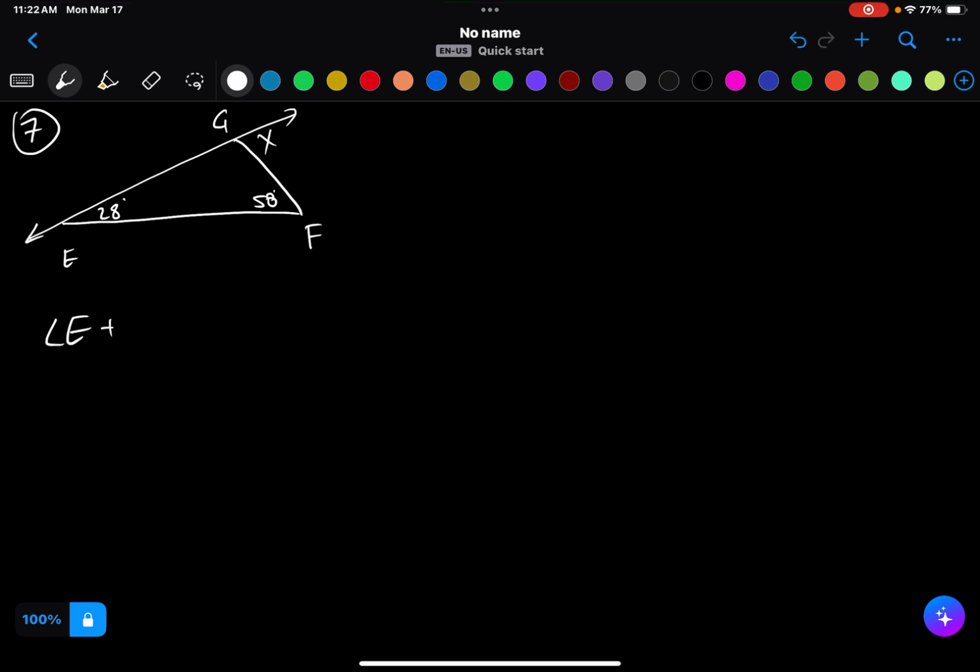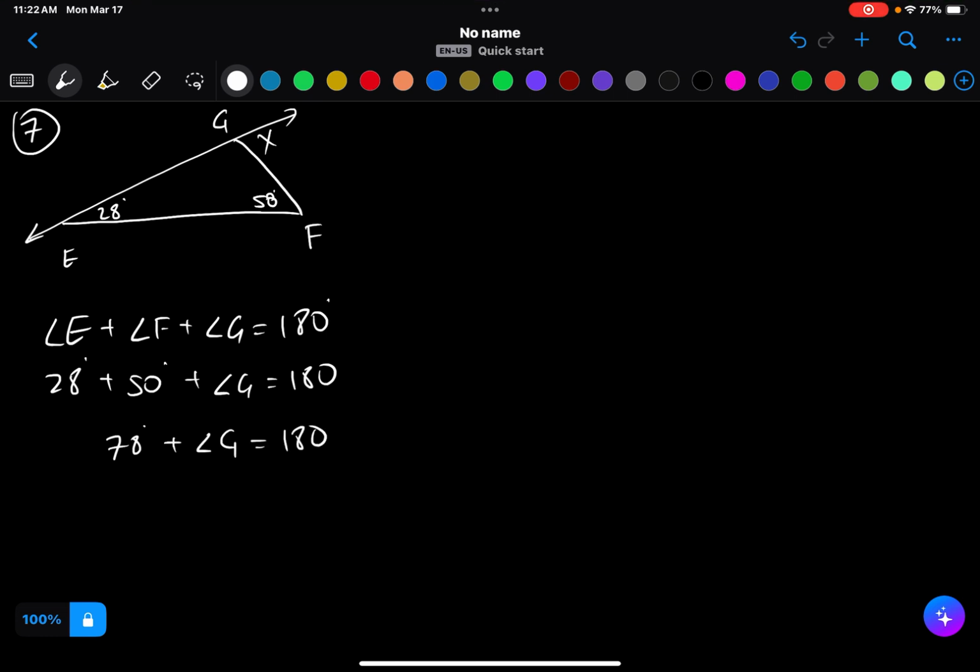So I know that angle E plus angle F plus angle G equals 180. And so I know 2 of the 3, 28 plus 50 plus angle G has to equal 180. And 28 plus 50, that's going to be 78 degrees plus angle G equals 180. And then I simply take away 78 degrees from both sides. And these are gone over here. So I'm going to know that angle G is going to be 102 degrees.